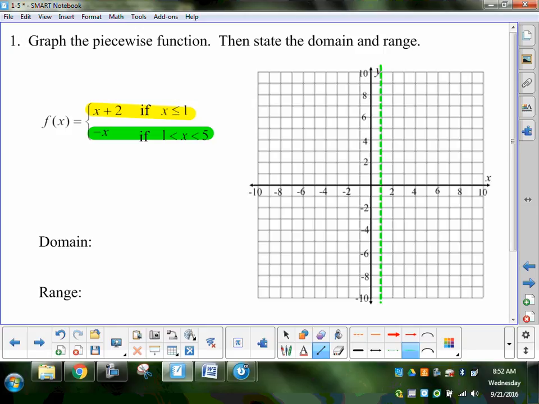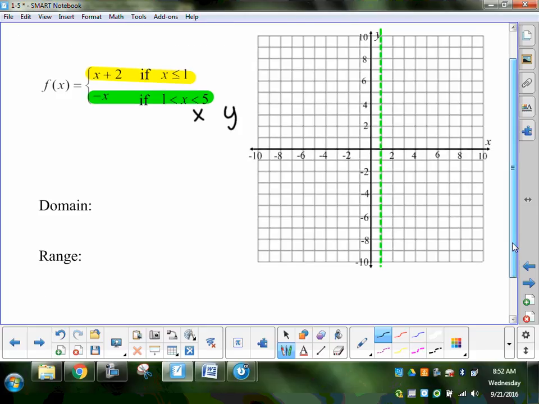I love tables of values, so that's what we're going to use. I'm going to give out an x and a y. Now, keep in mind, there's a transition that's happening at 1. So I'm going to have to use that twice. One gets a closed circle, and the other gets an open circle.